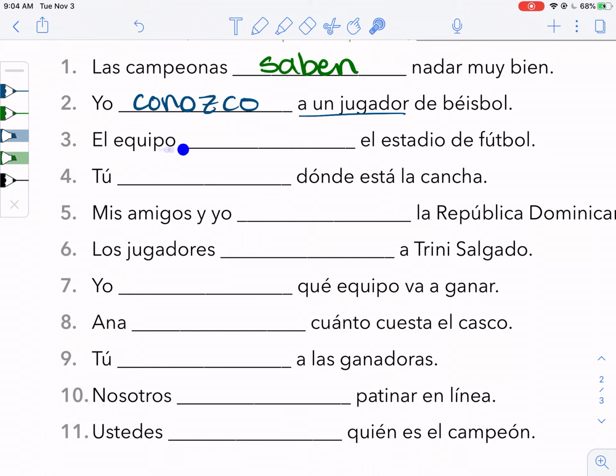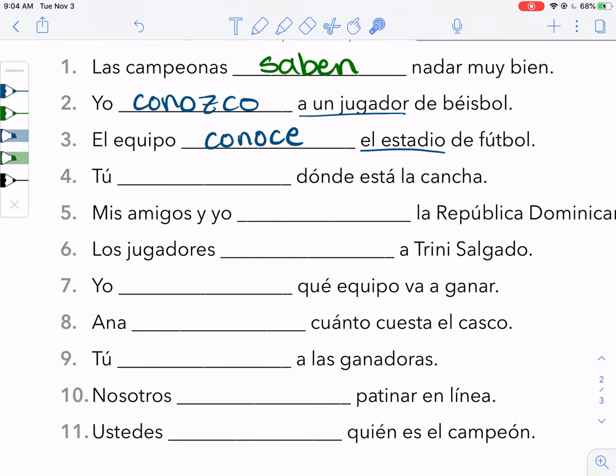Número tres, el equipo, el estadio de fútbol. El estadio, that's a place. So el equipo conoce el estadio. And you would hope that the team is very familiar with the soccer stadium because they spend a little bit of time there, at least. They spend quite a bit of time there.